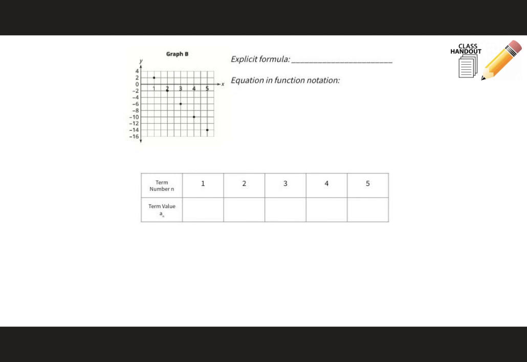All right, now this is graph B. To remind you, our explicit formula was a_n, our starting point was 2, and our common difference was negative 4, so it was 2 minus 4 times (n minus 1). Now we're going to rewrite it in function notation. So f of n equals 2 minus 4 times (n minus 1).